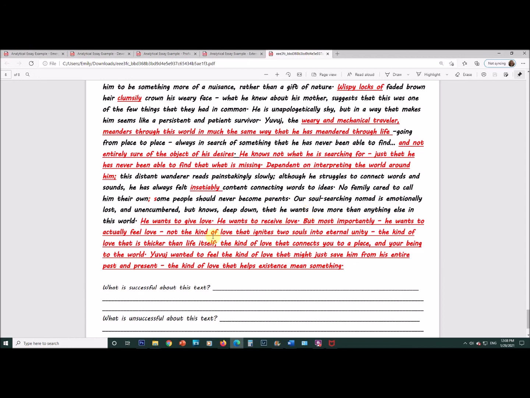He wants to give love. He wants to receive love. But most importantly, he wants to actually feel love. Not the kind of love that ignites two souls into eternal unity. The kind of love that is thicker than life itself. The kind of love that connects you to a place in your being to the world. Yuvuj wanted to feel the kind of love that just might save him from his entire past and present. The kind of love that helps existence mean something.